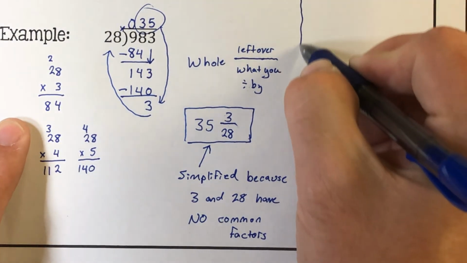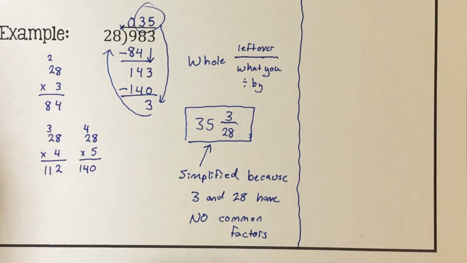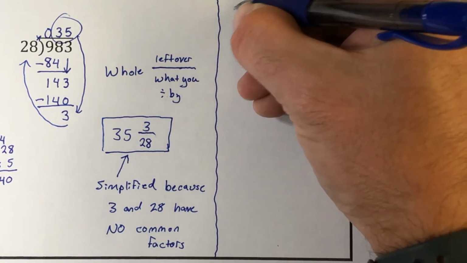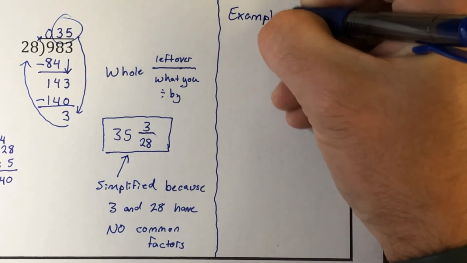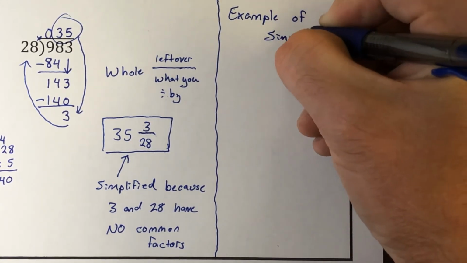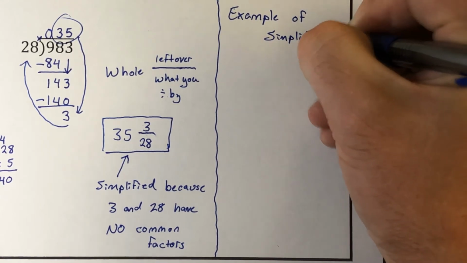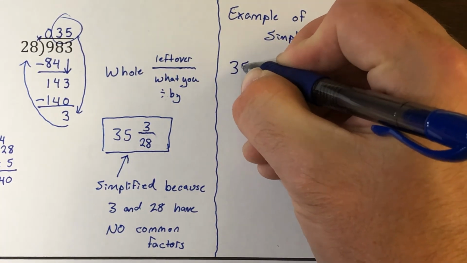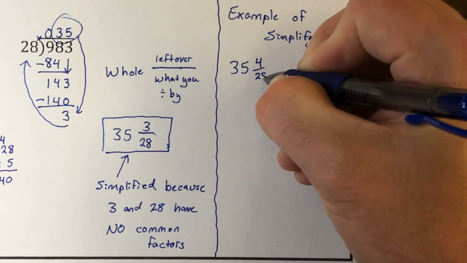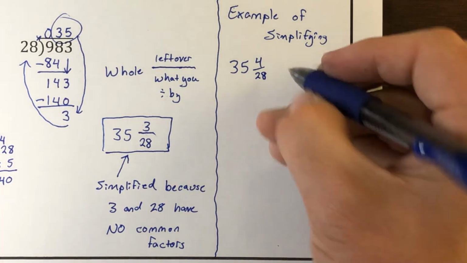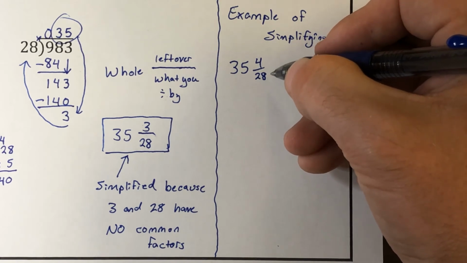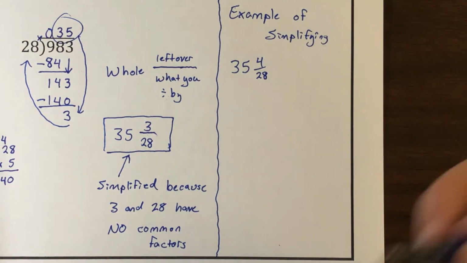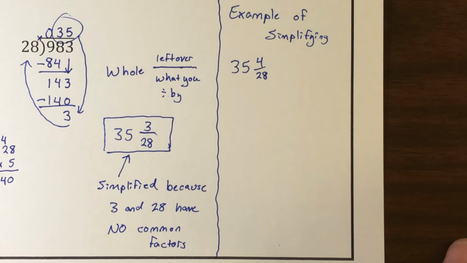Now, I'm going to go over just a random example of what it would look like if you had to simplify your answer. So here's an example of simplifying your answer. So let's say I didn't get 35 and 3/28. Let's say my answer was 35 and 4/28. So I'm going to ask myself, do 4 and 28 have any common factors? Well, they're both even, so I know 2 has to go into both. Is there any larger number? We're always looking for the greatest common factor, like the biggest number that will go into both.